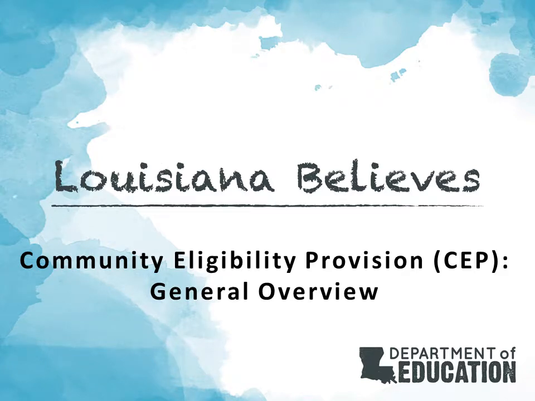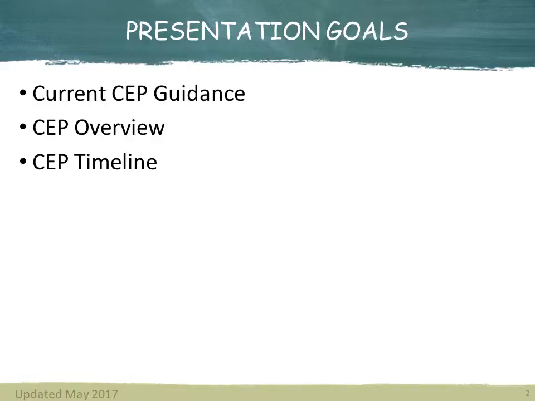We're going to first start with the Community Eligibility Provision, the general overview. Okay, so what we're going to talk about in this presentation is the CEP guidance. The guidance has changed over the years. It's an overview of the program and then a timeline on when things need to be submitted.